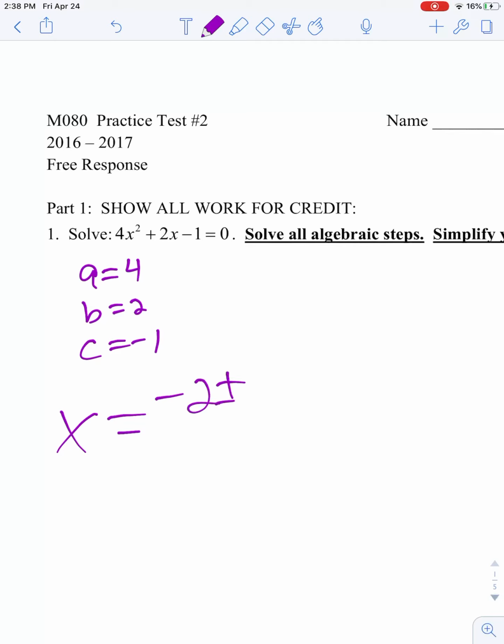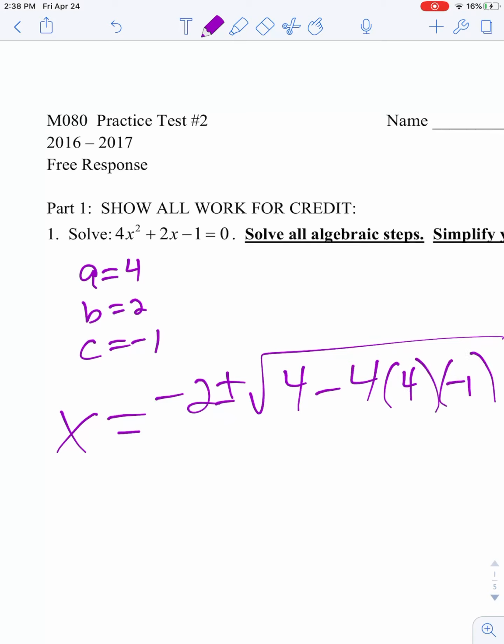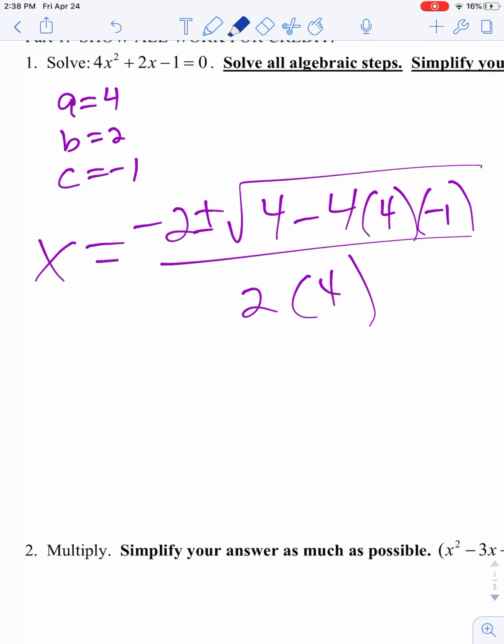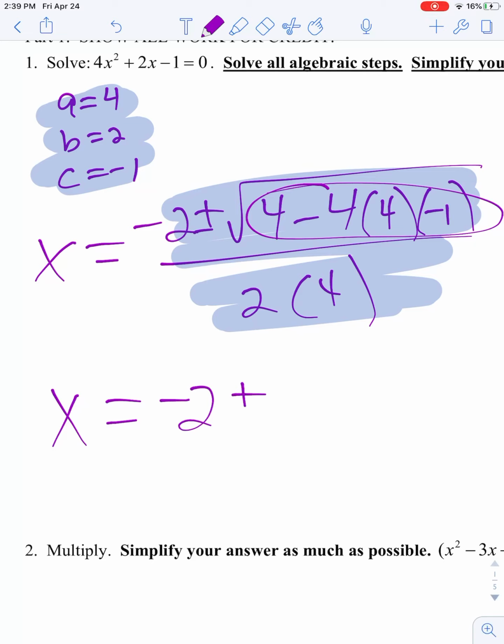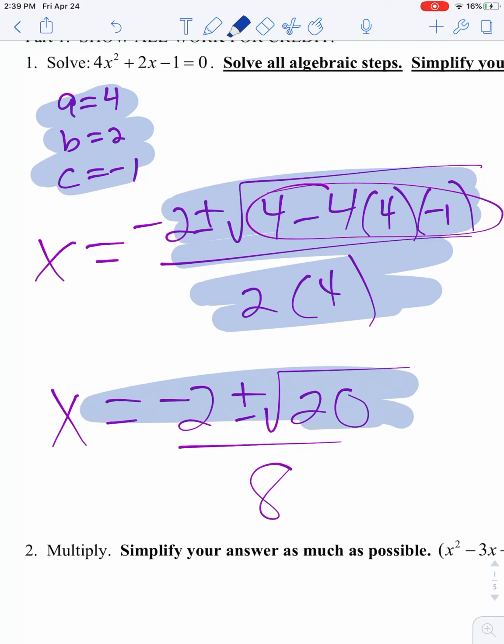So opposite of B, plus or minus, square root of B squared, which is 4, minus 4 times A times C, all over 2 times 4. So you got to show all of that, remember. So 1 point, 1 point. And then if I were you, I would figure out this inside here in the calculator. So you're going to get -2 plus or minus square root of 20 over 8. So that's going to be another point, okay, getting that far.